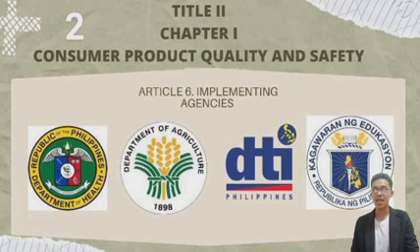Article 6, the implementing agencies. This article and its implementing rules and regulations shall be enforced by these implementing agencies. First is the Department of Health, which is responsible for food, drugs, cosmetics, devices, and substances. Second is the Department of Agriculture, with respect to products related to agriculture. The Department of Trade and Industry, with respect to other consumer products. And lastly, the Department of Education also participates in the implementation of the National Consumer Act of the Philippines.